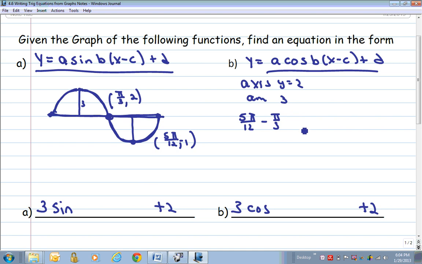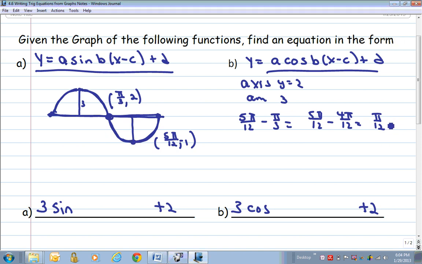So if I do that, I would have 5 pi over 12 minus, and 12, this would be 4, 3 times 4 is 12, and 4 times 1 is 12, so 4 pi over 12, and that difference is pi over 12. So my difference is pi over 12. Now, that would be 1/4 of my graph.